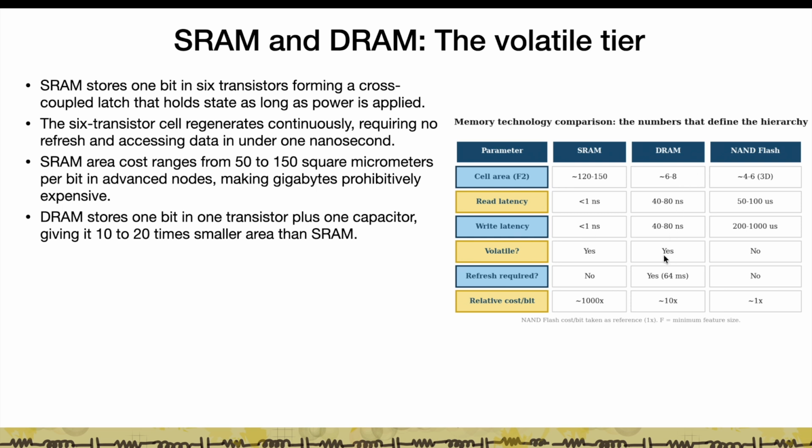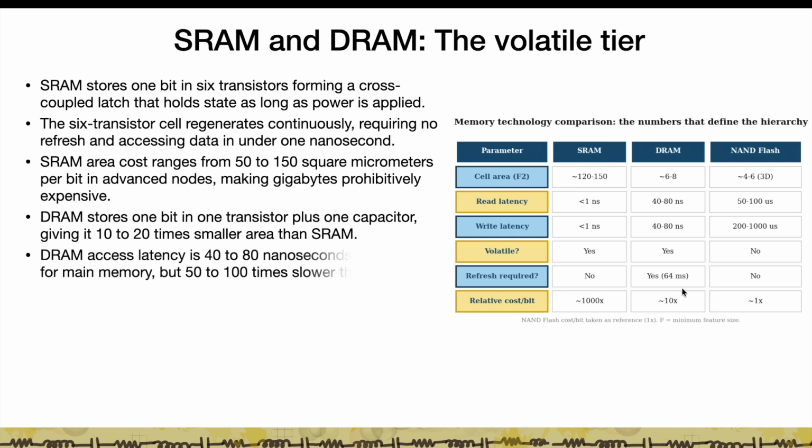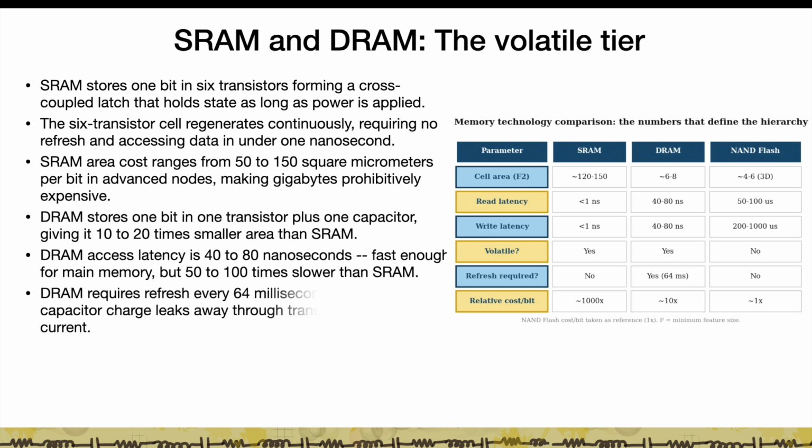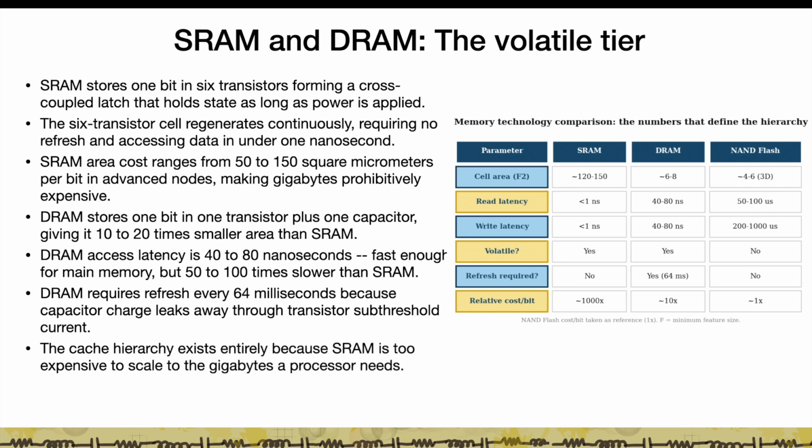Now, DRAM stores the same bit in one transistor and one capacitor, one device instead of 6, which is why the area per bit is 10 to 20 times smaller. But the capacitor leaks. Charge stored on a 10 femtofarad capacitor drains away through the access transistor's subthreshold current in milliseconds. Without periodic refresh, a controller circuit that reads every row and rewrites it before the charge decays to an ambiguous level, DRAM forgets everything. The refresh cycle runs every 64 milliseconds and consumes real power even when nothing else is happening.